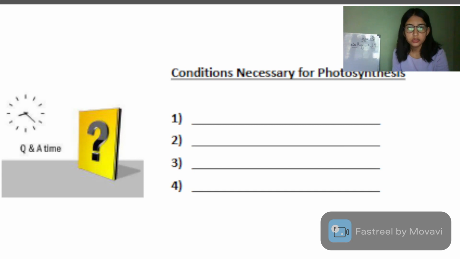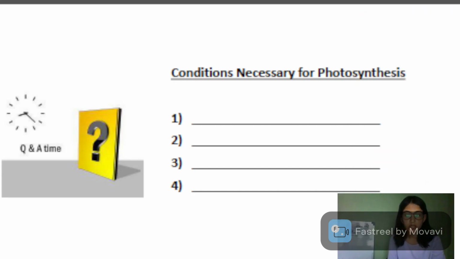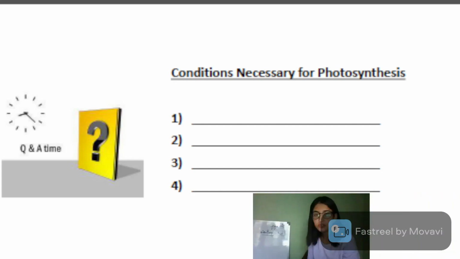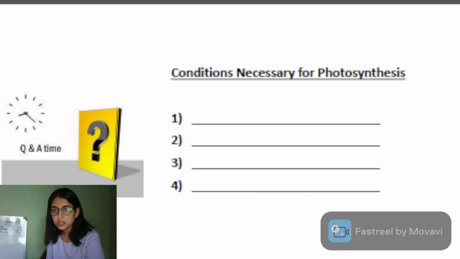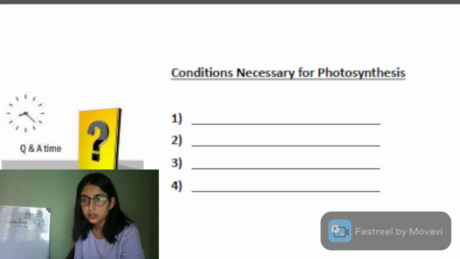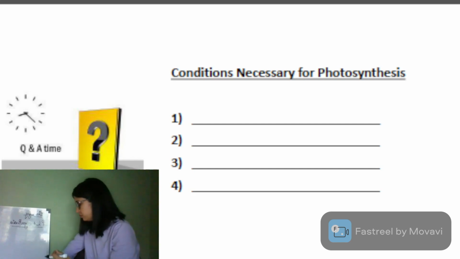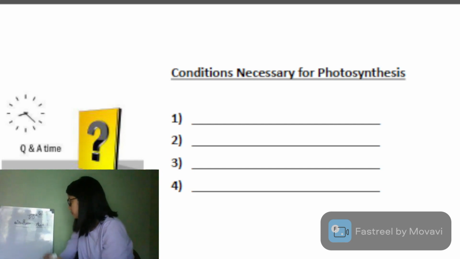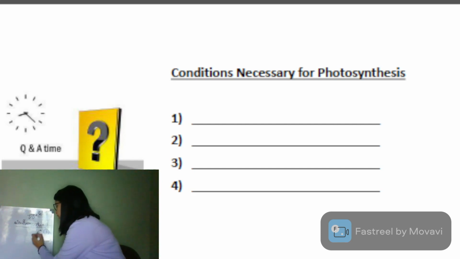Now you will be writing the conditions which are necessary according to you for photosynthesis. There will be four of them. We have just discussed what it should be. I'll be writing here as well with what you will be telling. The first thing that is necessary for plants will be sunlight, you would say. It will be sunlight.